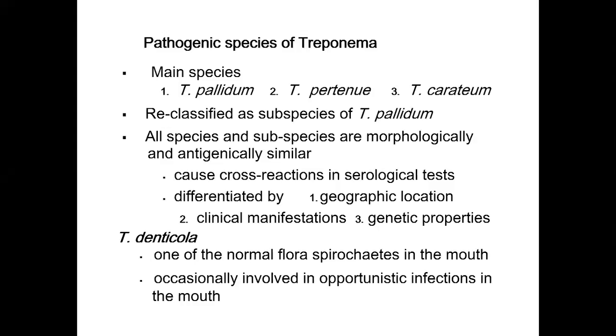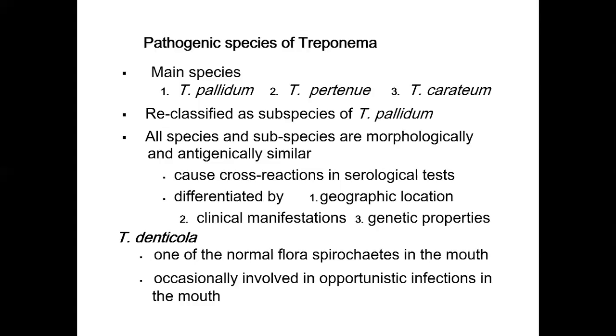All these three species or subspecies are morphologically similar, so one cannot distinguish them by looking at them under the microscope. They also possess some similar antigens, because an antibody formed by Treponema pertenue can react with Treponema pallidum, and vice versa. They cross-react in serological tests. That means they contain similar antigens.